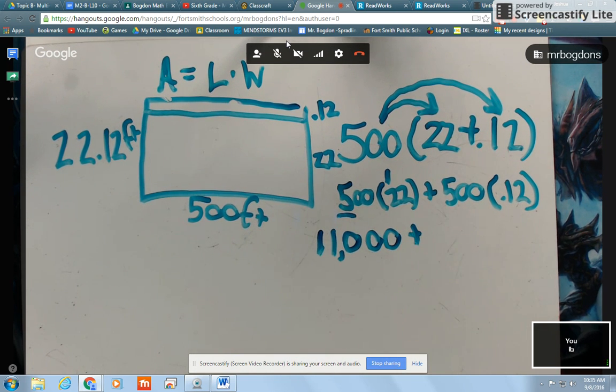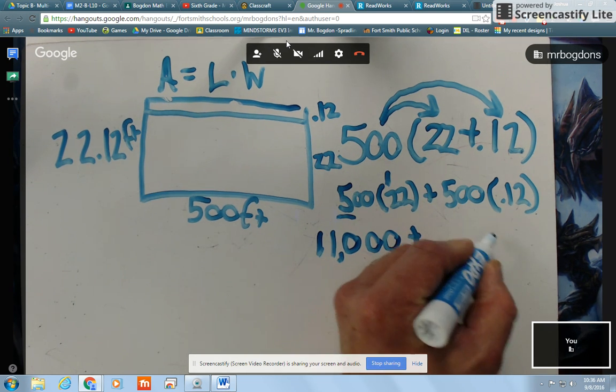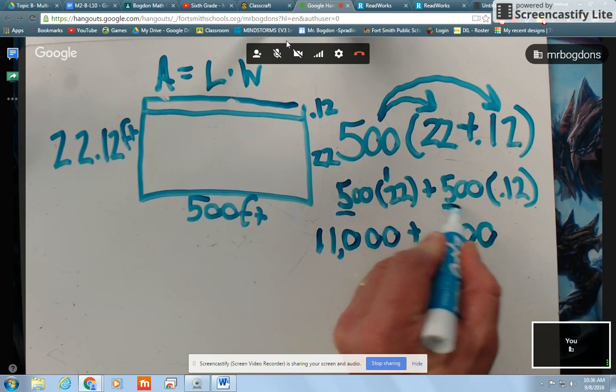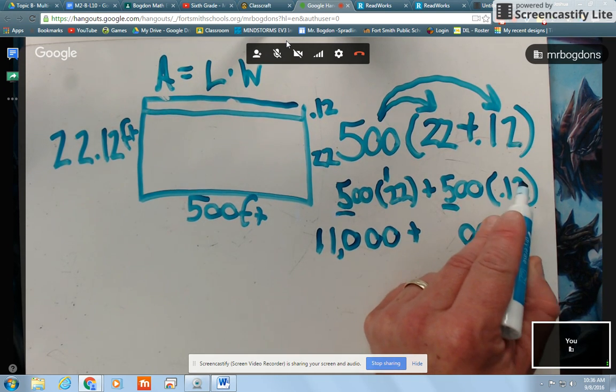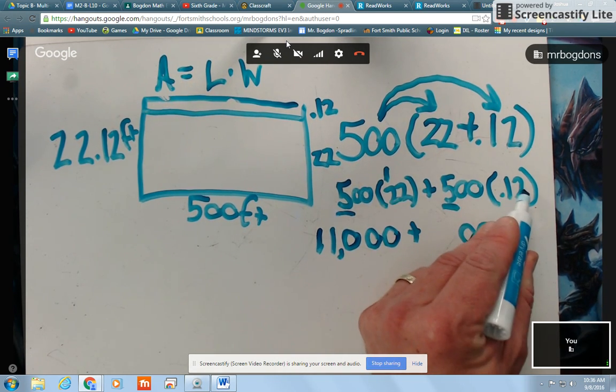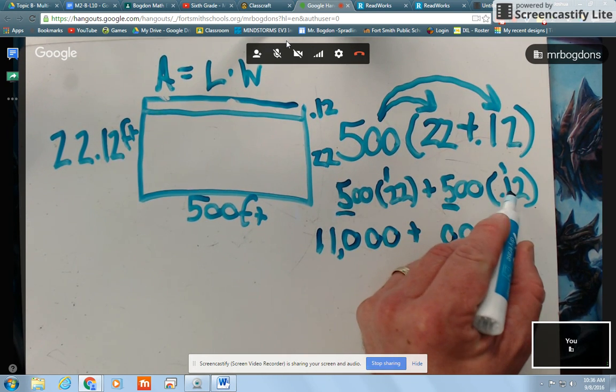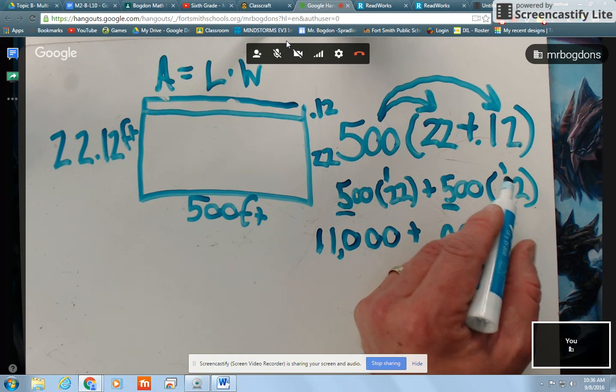Now I look at my second partial product. Hey, guess what? There's that 500 again. I'm distributing it. Right? So I see that 500 ends with how many zeros? 2. So how many zeros do I get to write down? 2. Now I look at my hundreds place and I multiply that by the hundredths and the tenths. What's 5 times 2? So I can write down a 0, regroup the 1. What is 5 times 1? 5. And 5 plus 1 is? 6.